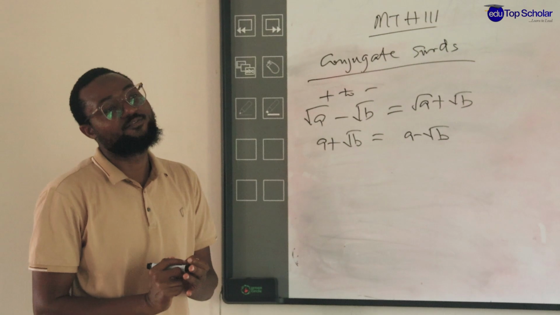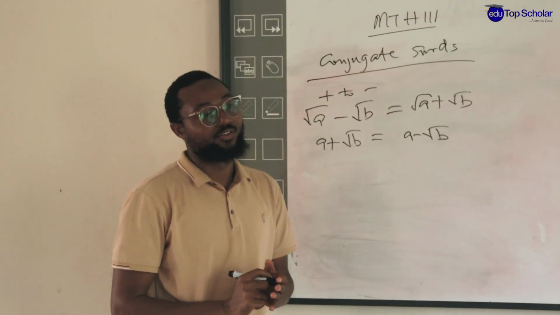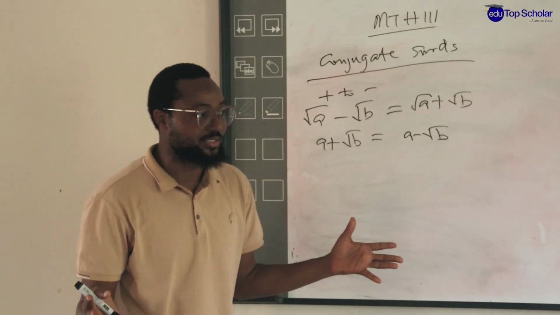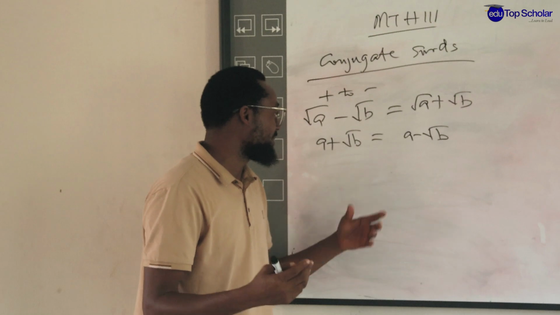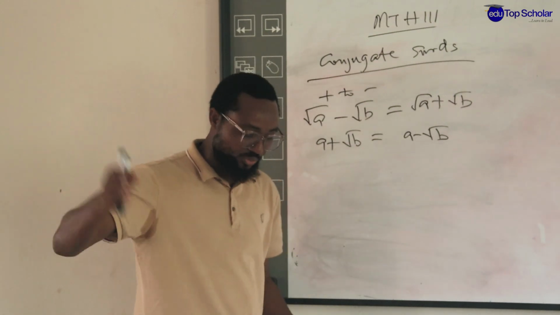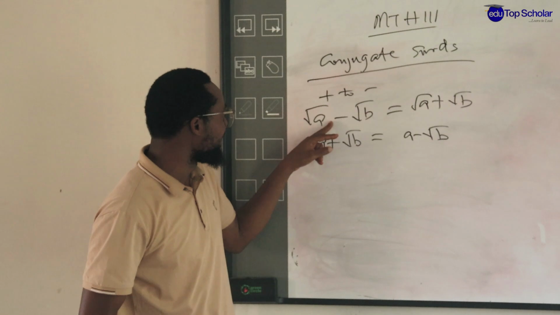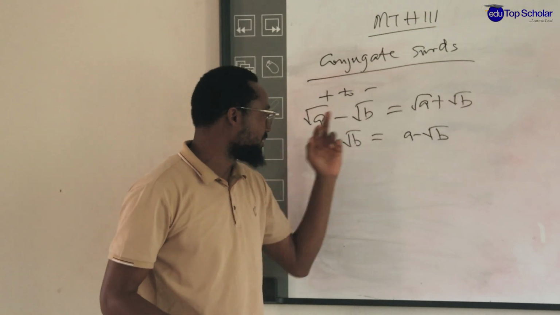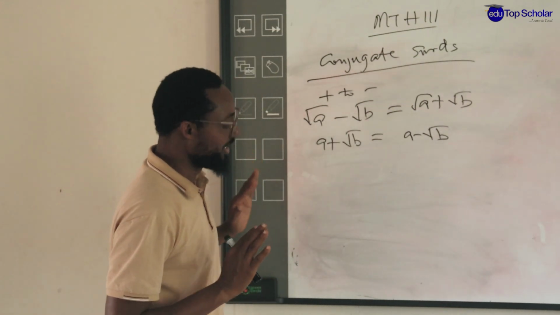Even in other areas of mathematics, like complex numbers, we also discuss conjugate there, and it is the same concept across the board, by merely changing the sign. If it is minus, we change to plus. If it is plus, we change to minus.